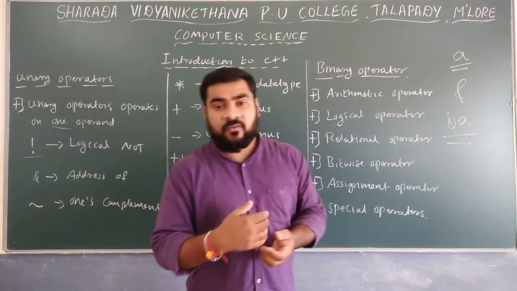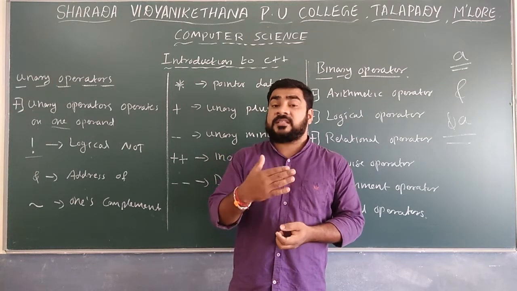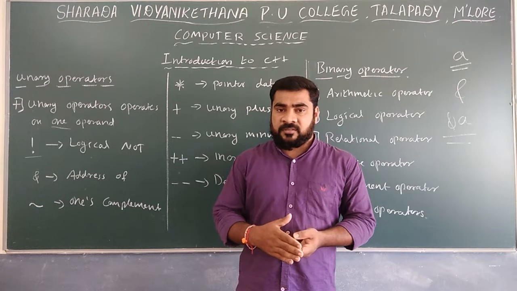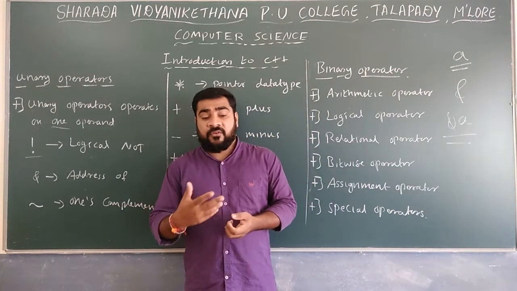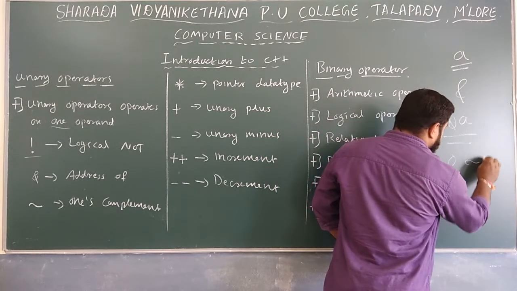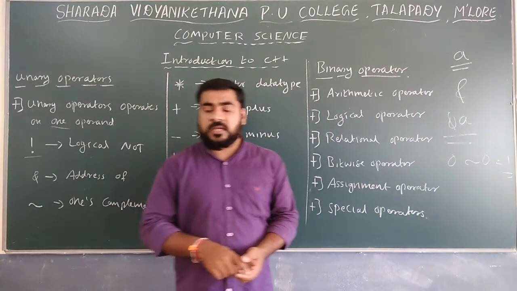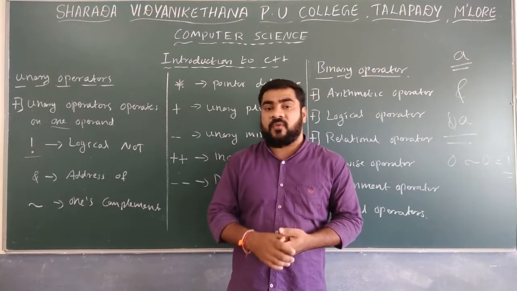Whenever the input is 1, the output will be 0. Whenever the input is 0, the output will be 1. So it is almost the same as a logical not. Logical not is also the same, but here the value is going to change. If you give the value 0, negation of 0 is 1. The negation symbol is used to find the ones complement.